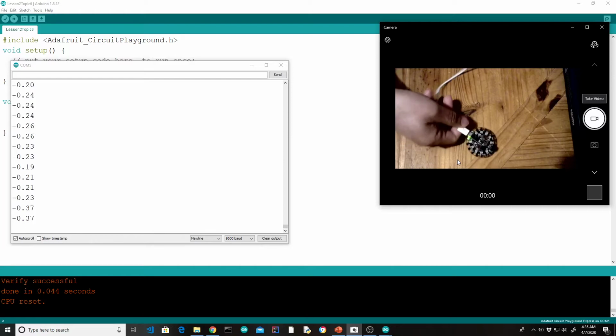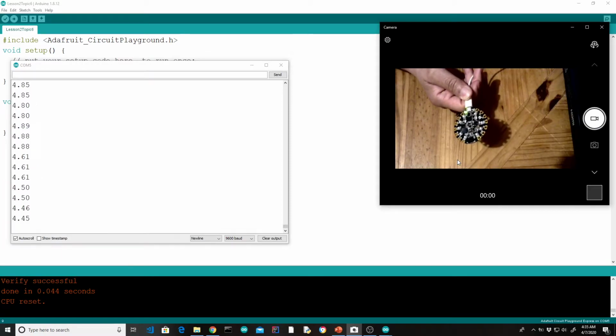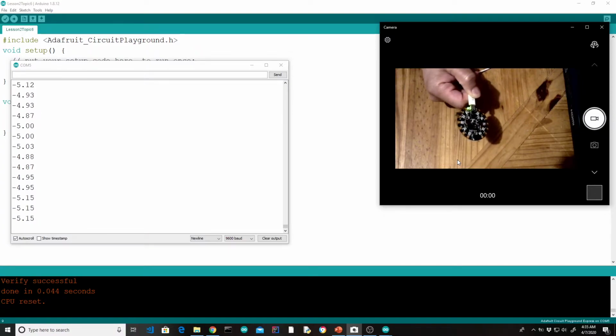Always remember that the top of the board is where the USB cable is. To move in the x-axis is to tilt either towards the left, or in your case the right, and tilt the other way. Now look at the numbers on the accelerometer. Notice that tilting in this direction produces positive numbers all the way to 9. Here's the neutral position, kind of in the middle. It's kind of hard. And then to tilt the other way produces negatives.